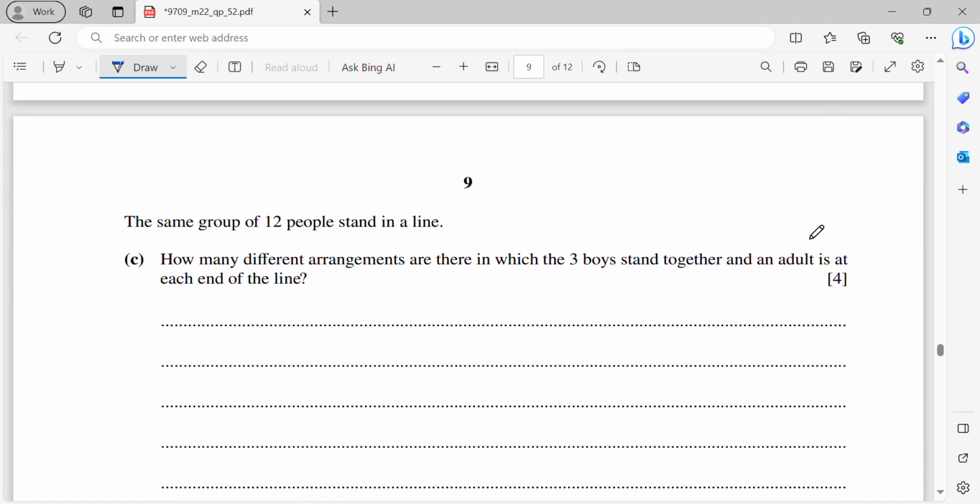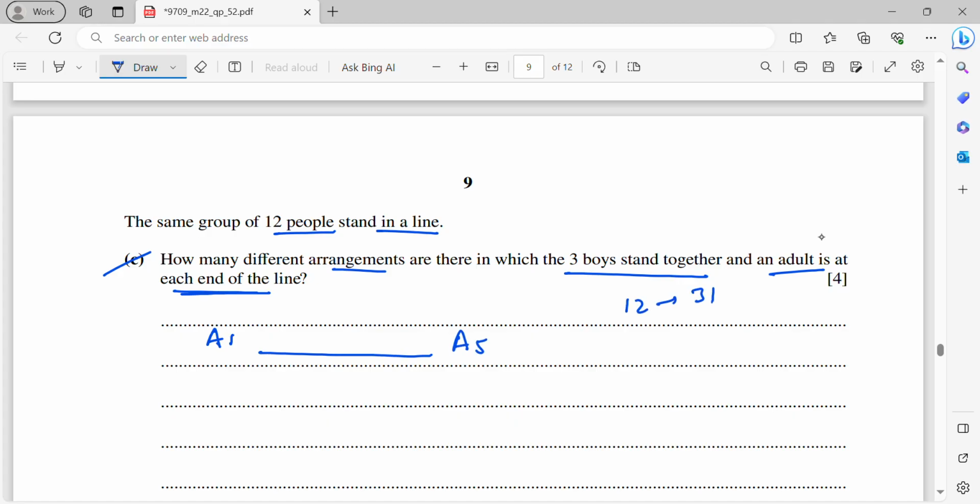Okay, now the same group of 12 people stand in a line. See how many different arrangements there are if the 3 boys stand together and an adult is at each end of the line, which means now you have adult 1, then adult 5. Remember, 12 persons: 3 boys, 4 girls, and 5 adults. So from here, you have already fixed 2 adults at the ends. So 12 minus 2 leaves 10.